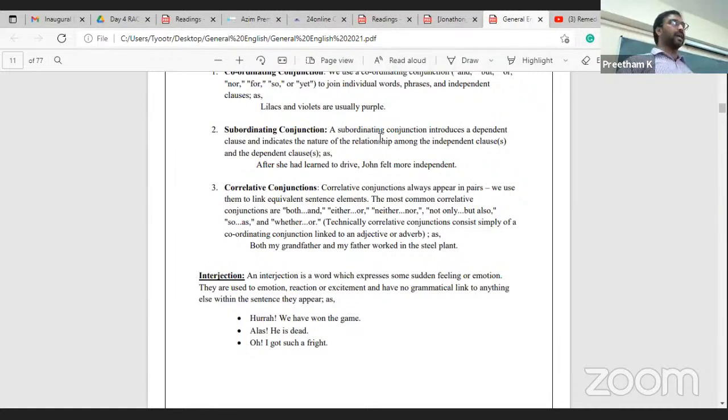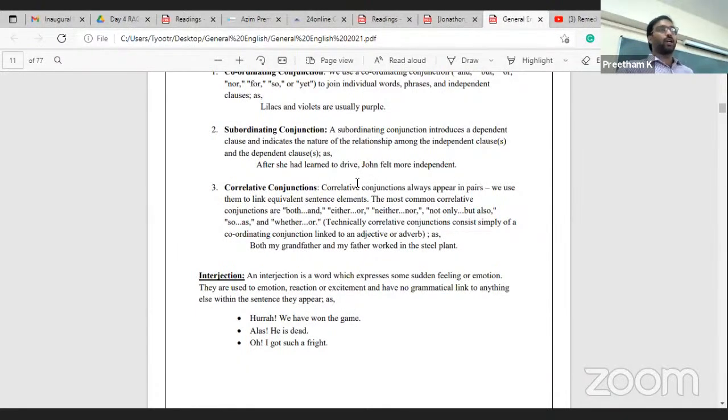For example, if I say I am in the class and I am engaging general English. So I am in the class is an independent sentence. I am engaging general English. To whom are you engaging? Where are you engaging? So it does not give complete meaning. It has to depend on the main sentence for its complete meaning. That is a subordinate clause. After she had learned to drive, John felt more independent.